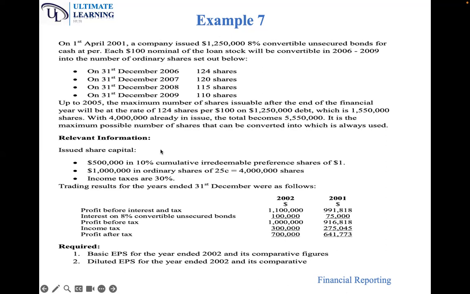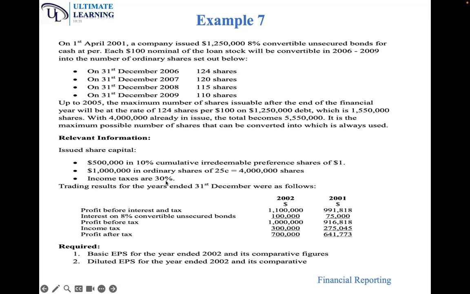So we have some relevant information. Issued share capital was $500,000 in 10% cumulative irredeemable preference shares of $1, and 1 million in ordinary shares of 25 cents each. Remember, 100 cents is equal to $1. So the ordinary shares, the value was 1 million, and the value of each share was 25 cents, which gives you a total of 4 million shares, which we had earlier seen here.